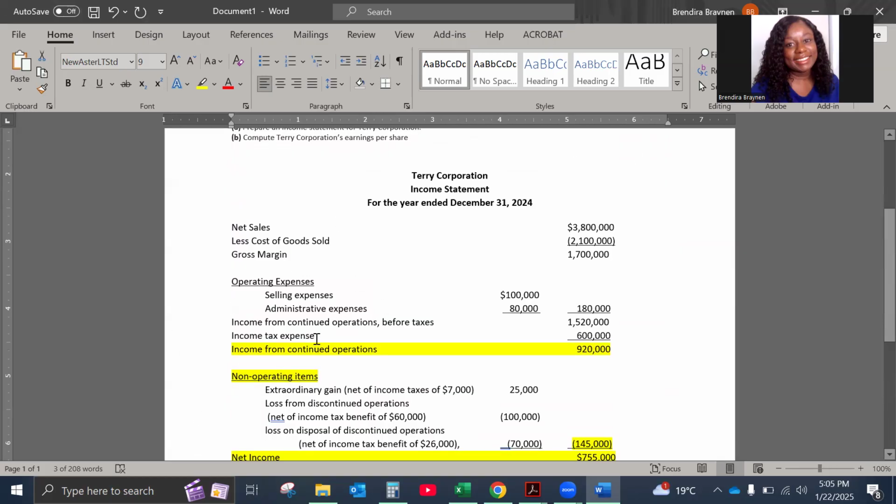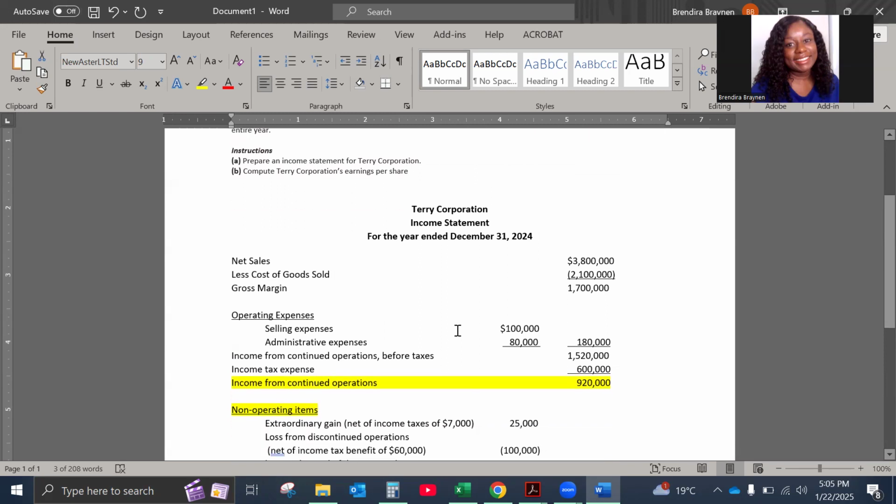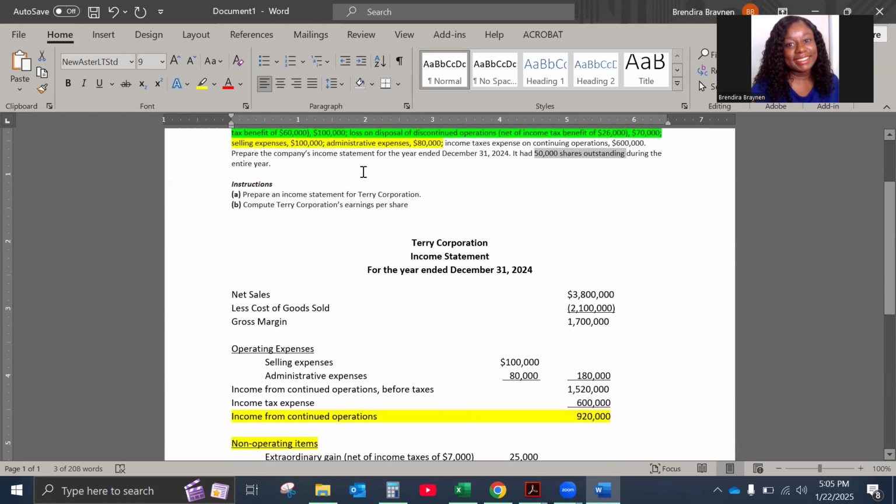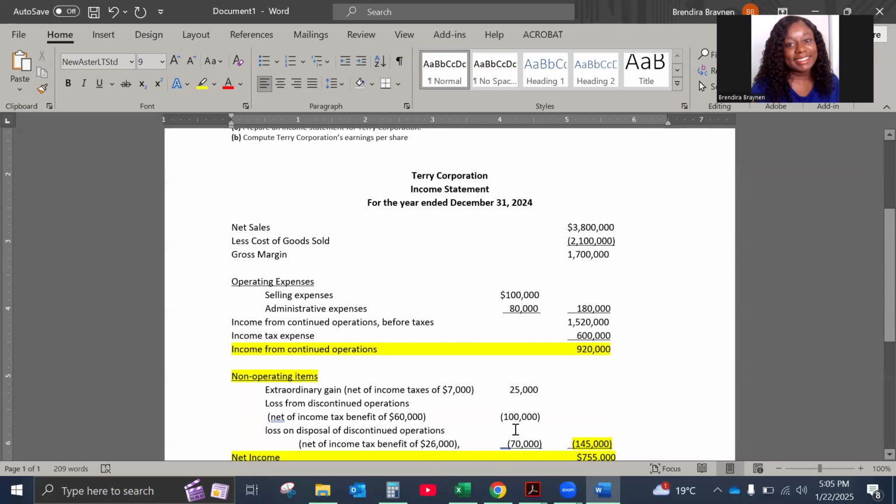headings and sections. Sometimes there can be a question that says, okay, income tax is 40%. So if it says income tax is 40%, what that simply means is that they're not going to tell you what the income tax expense is. They are going to give you the 40%, and you're to know that you're calculating 40% of this balance here to give you the income tax expense.